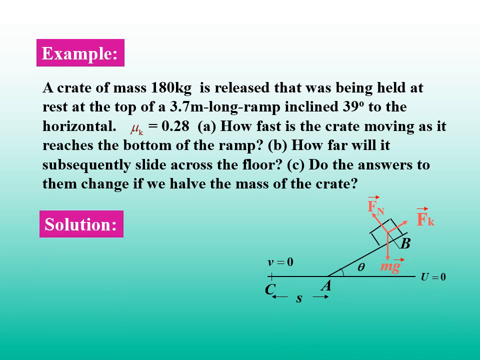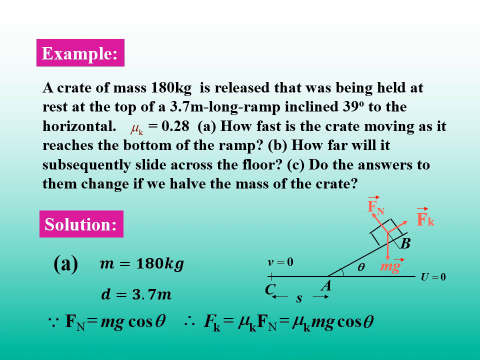Solution. First, we draw a diagram showing our understanding of the problem. We assume the gravitational potential energy at the bottom of the ramp is 0. The normal force Fn balances the normal component of the crate's weight. The friction force Fk equals mu k times Fn, which is equal to mu k mg cosine theta.